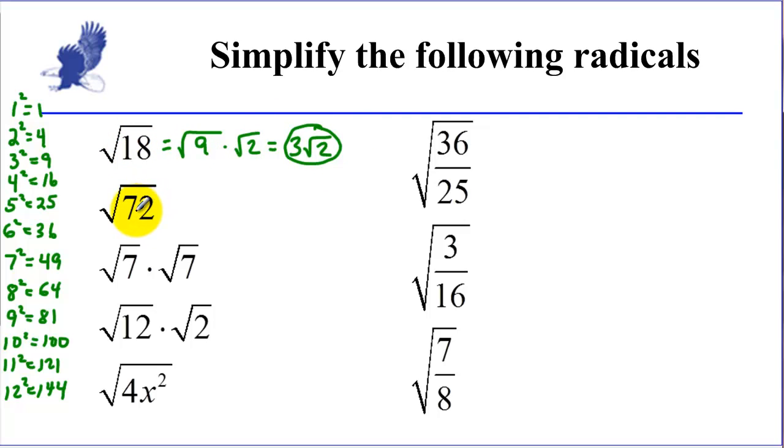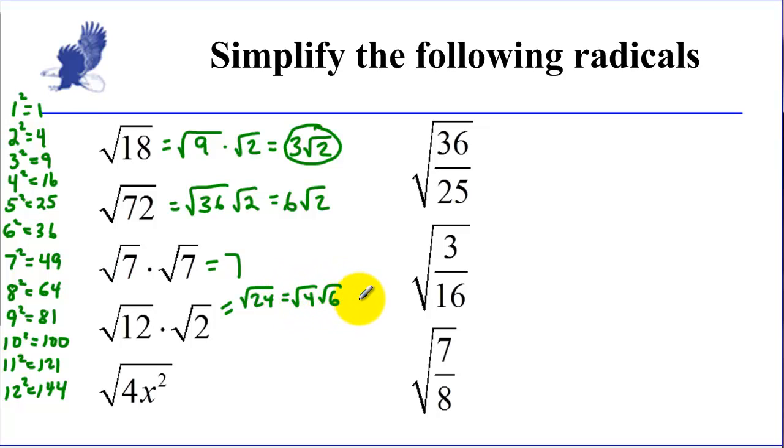If we look at 72, 36 divides into 72. So this would be radical 36 times radical 2. Square root of 36 is 6, so we get 6 radical 2. From the property on the previous page, we know that this is 7. Now here we've got a couple ways we can do this. We could multiply these together, so let's do it that way first. So we have radical 24. And then ask ourselves which of these numbers divides into that. So 4 divides into 24. So we get radical 4 times radical 6, which would be 2 radical 6.